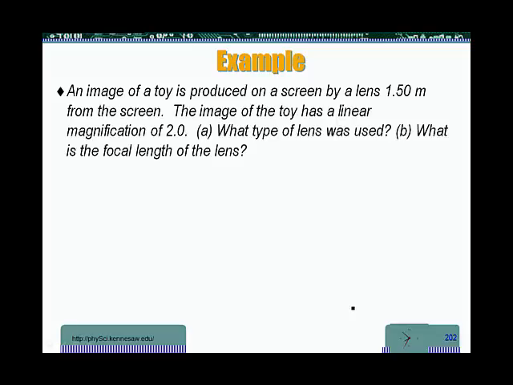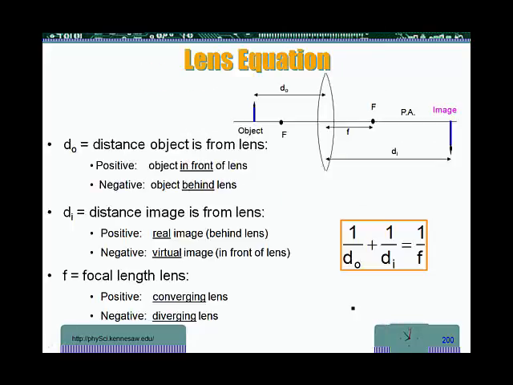Let's consider this situation. We have a toy that is positioned in front of a lens, and an image is produced on a screen. They tell us that the image of the toy has a magnification of 2.0, and they are asking us what type of lens was used. Before going any further, let's discuss what type of lens was used.